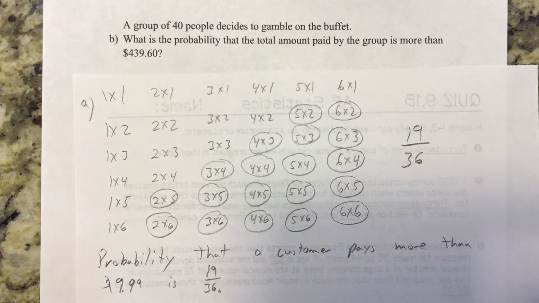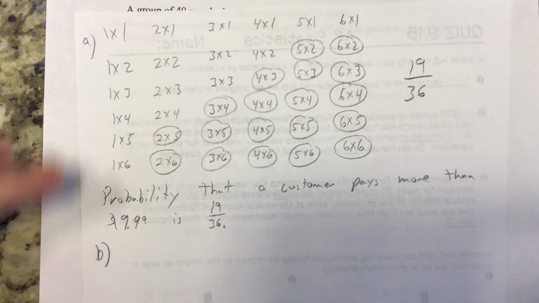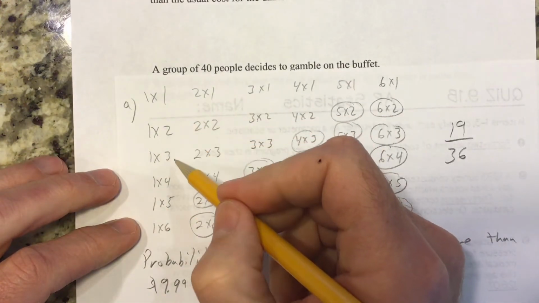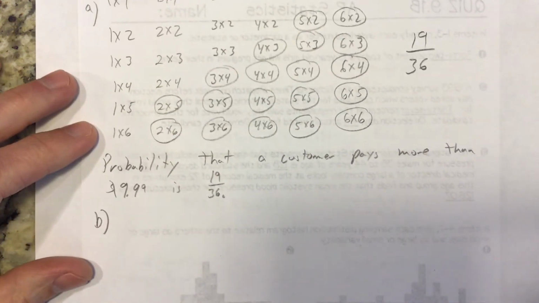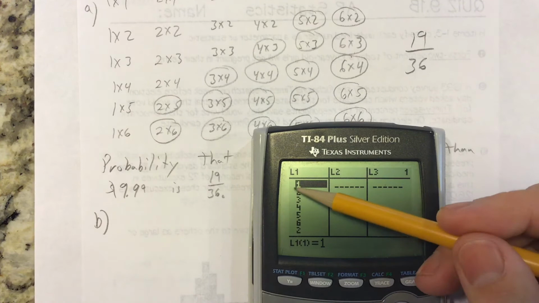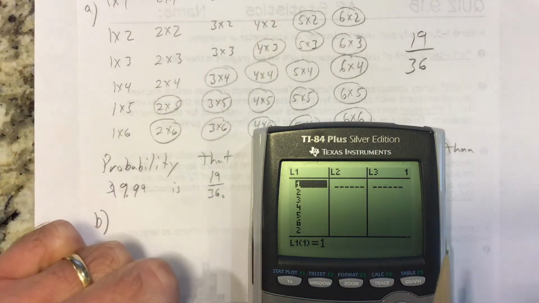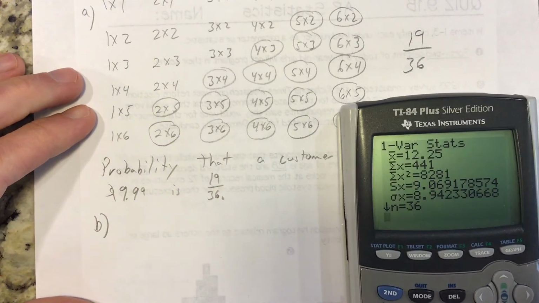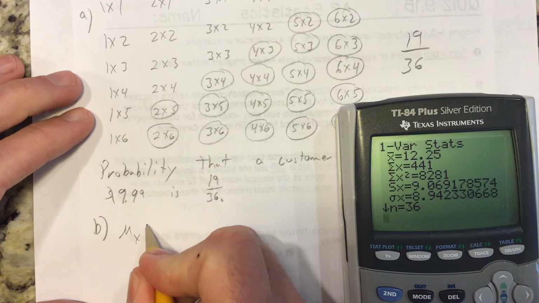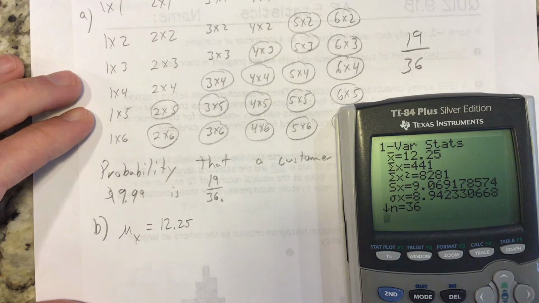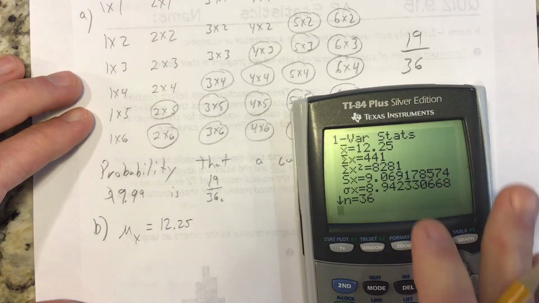On this, first we need to find the mean for one person, right? What's the mean of the distribution? So, 1 plus 2 plus 3 plus and so on, add those all up, divide by 36. Now, to do that quickly, I actually just entered all of those products into list 1. And then I'll just do a quick one variable stats, and there we go. The mean is 12.25. So the average result of one roll is 12.25, even though you can't get that on one roll. Remember, we talked about that a lot in the past. And there is our standard deviation.